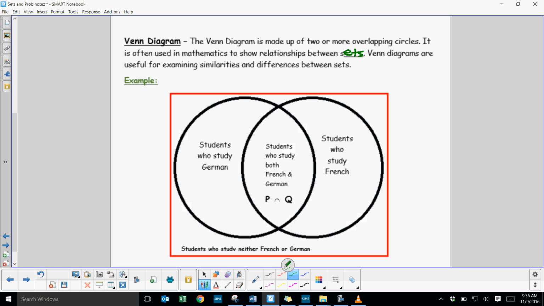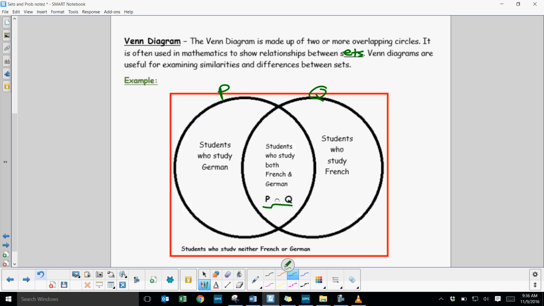For example, we have the intersect. I tend to remember always start with the inside and work outwards, unless that's not possible. So students who study both French and German, so we could call this set F and this set G. Remember, we use capital letters to label the sets. Actually they said P and Q, so I'll do the same. We always have to do whatever the question states, so here it's P and Q.